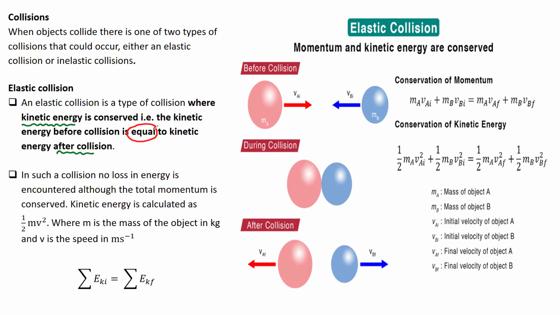So before we collide, I've got car A, I've got car B. The sum of the kinetic energy of car A and B before collision is the same as the sum of the kinetic energy of car A and B after collision. So what I have before and what I have after in terms of kinetic energy is the same.